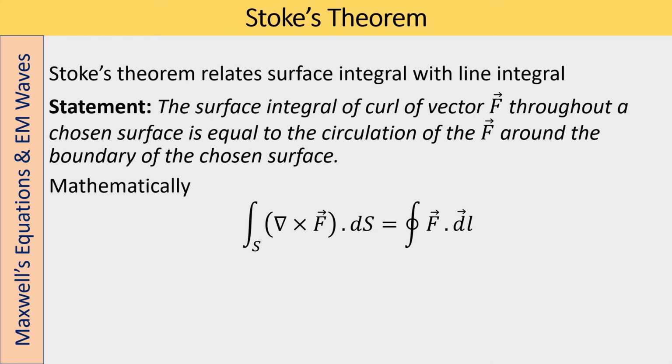Now the Stokes theorem. Stokes theorem relates the surface integral with the line integral. Statement: the surface integral of the curl of vector f throughout the chosen surface is equal to the circulation of f around the boundary of the chosen surface. So here this represents the surface integral of the curl of a vector f throughout the chosen surface S, and that is equal to the circulation of f around the boundary of the chosen surface. So that is the Stokes theorem.